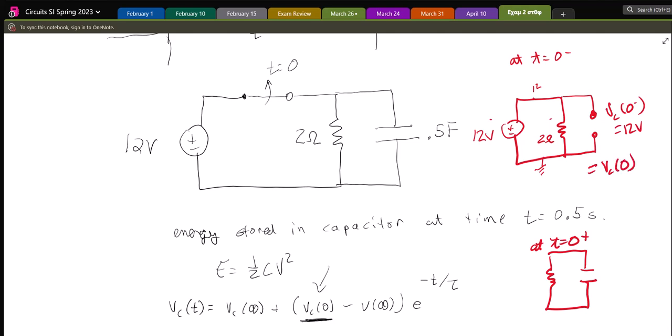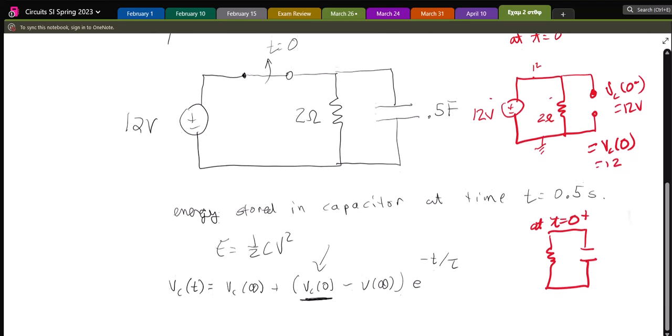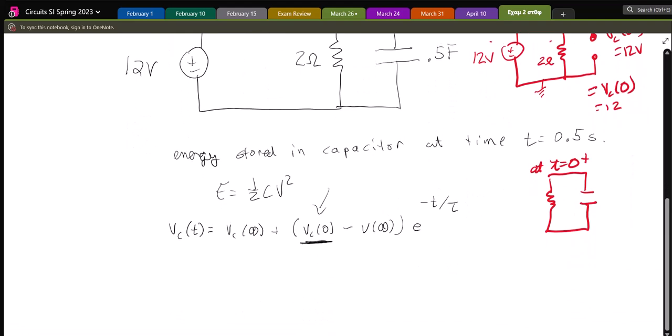So you were saying in the SI session, I don't think we ever used the term 0 minus. And that's fine, because there is no difference. It has to be the same because it can't change instantaneously, so it has to be 12. Now, that would not be the case if we were looking at the current.